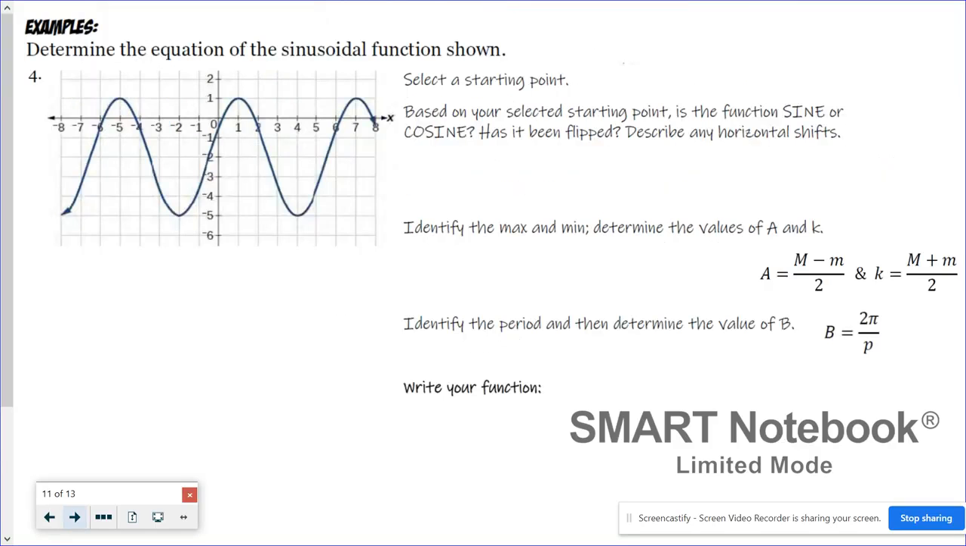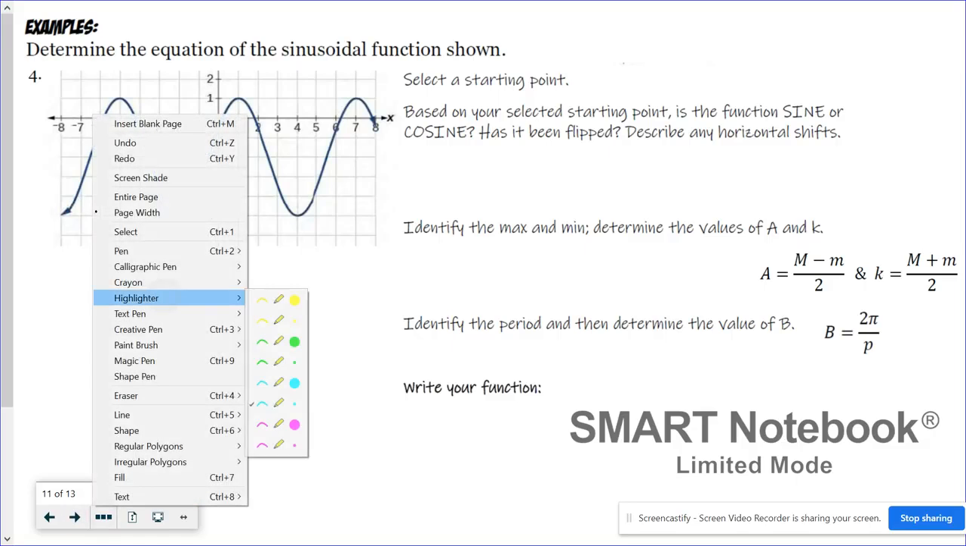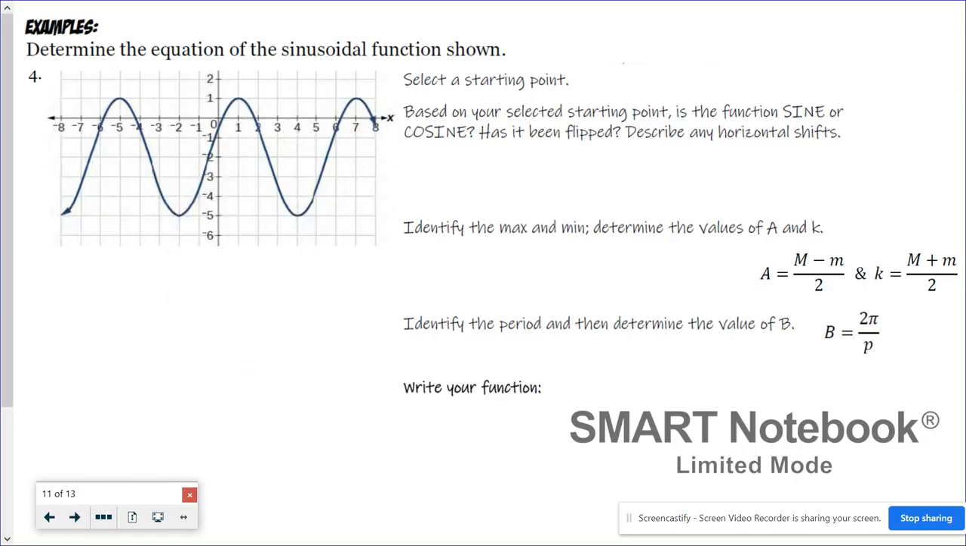So if I take a look at this one, select a starting point. Well, I do not like the y-axis at all. So I need to choose a different starting point. I'm also going to highlight one cycle. So like, what about this? Doesn't that look like a good starting point? Yeah, all right. So here's one cycle, right?